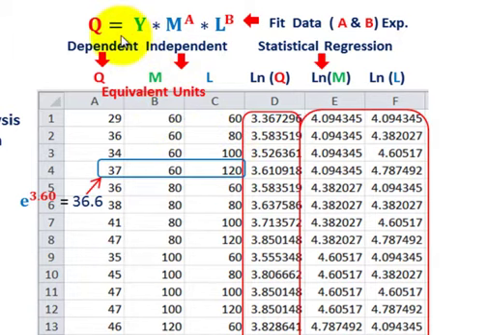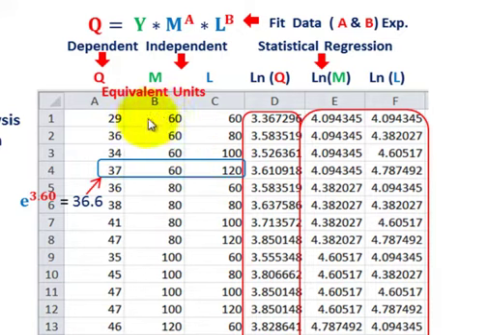This is what we're going to do. We're going to fit this function to the data so we can determine A and B. We use a statistical regression, and understand Q is our dependent variable, while M and L, material and labor, are our independent variables. We have our equivalent units, and I'm just showing them here. In this case, the one we calculated, 36.6 or 37, based on inputs of 60 of material and 120 of labor. We went through a lot of mechanics to get to this point. We could have jumped right into it, but then we wouldn't understand some of the ramifications when we looked at the production function and how we got to the point that we did.